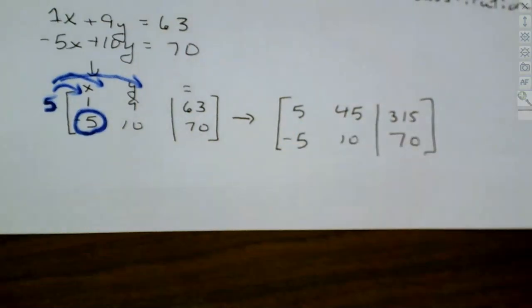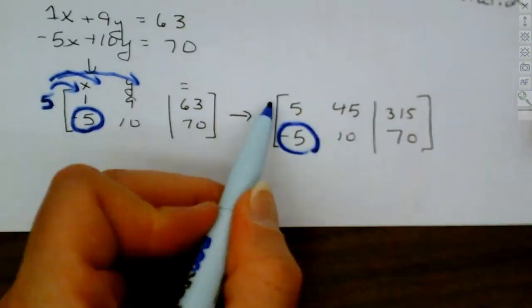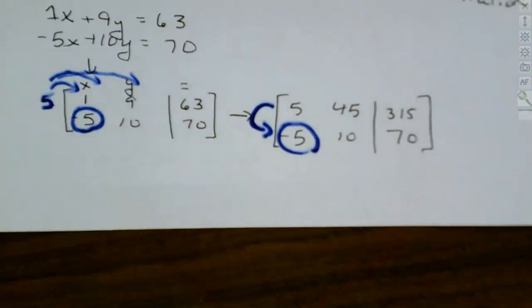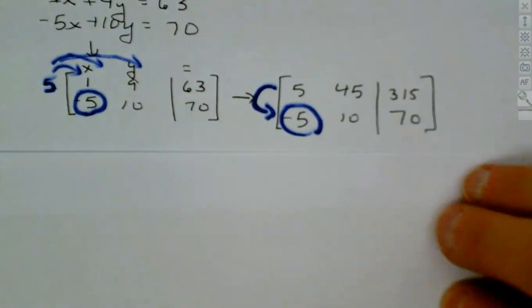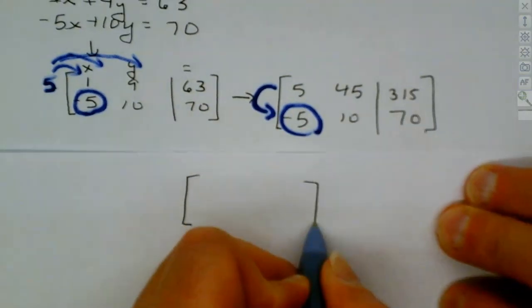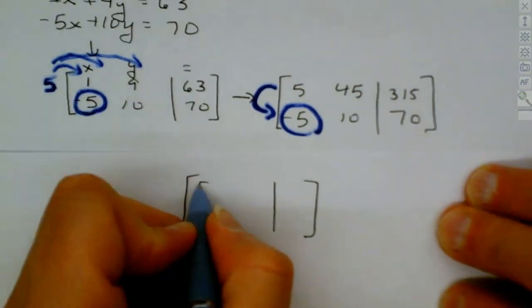Now, what do we want? We want to create a 0 somewhere. We already said we want the 0 here. So what can I do? I can add the top row to the bottom row and place it in the bottom row. So let's add those together and place them in the bottom row. This is Gauss-Jordan from way back in 5.2. So we're going to keep the top row the same.